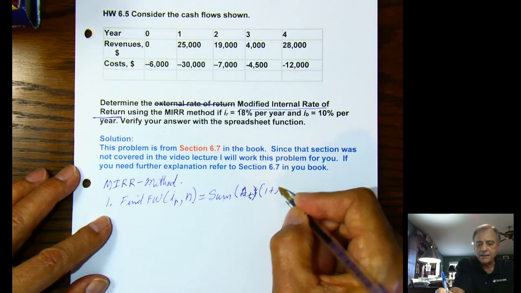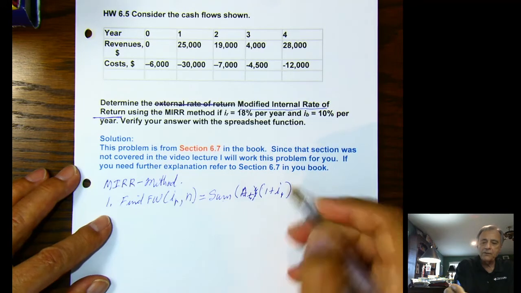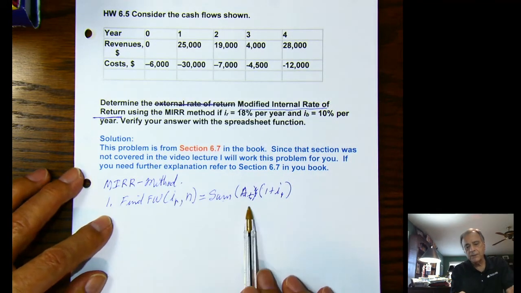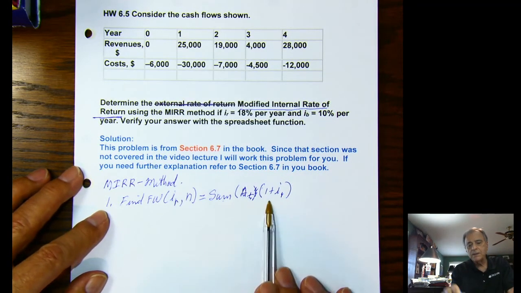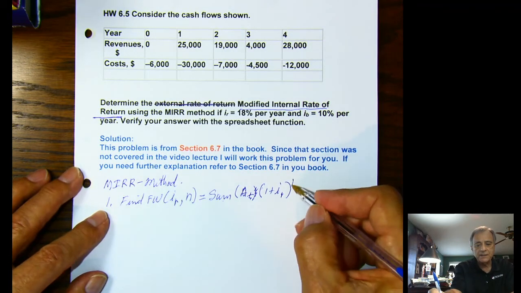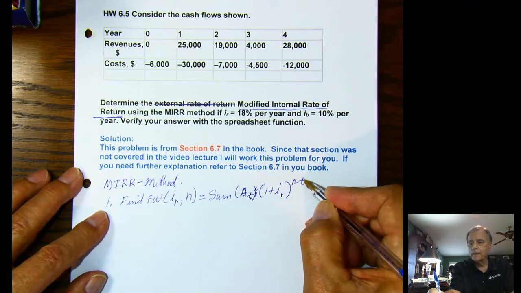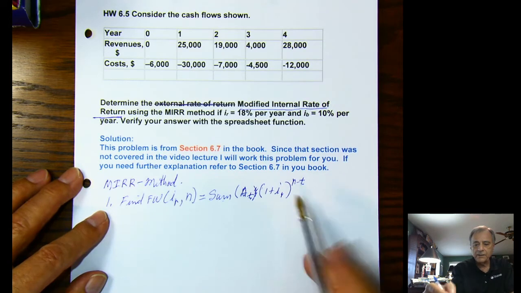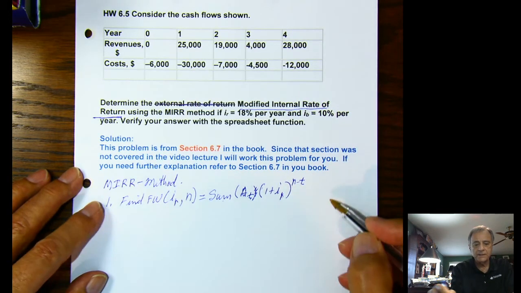1 plus I sub R. How far do we have to take a cash flow that occurs at time t into the future? Well, n minus t periods. So we take it at the rate I sub R for n minus t periods.